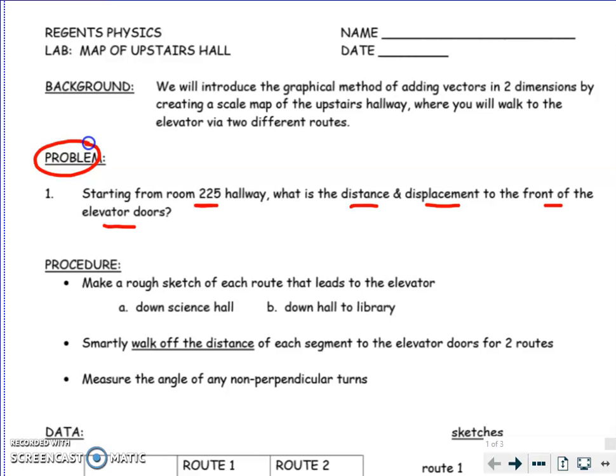The other way I can go is down Science Hall towards chemistry, make a left down Social Studies Hall, and then there's a slight little turn right around Mr. and Mrs. Josephi's room, and then there's a little diagonal there. And you end up at the same spot. So I'm going to give you data for both of those routes. You're going to draw those routes to scale given the lengths, and hopefully you end up at the same spot when you draw your displacement vectors.